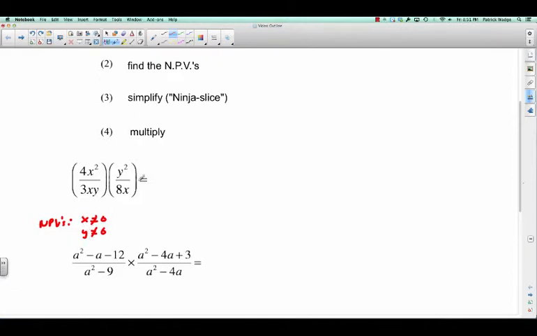Great. Now we're going to simplify by ninja slicing. You could multiply 4x squared times y squared, you could multiply 3xy times..., but I just think it's a little simpler just to do this right now. So can you find one number on the top and one number on the bottom you could divide by the same thing? You're probably looking at the 4 and the 8. You could divide them both by 4, not 2. You want the biggest number possible, so it's 4. 4 divided by 4 is 1, 8 divided by 4 is 2, and that's it for that.